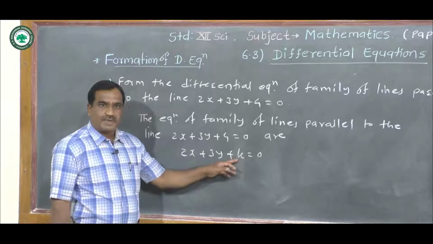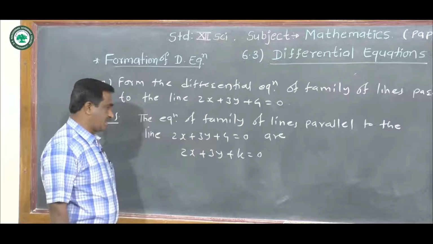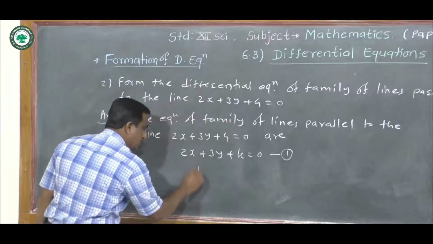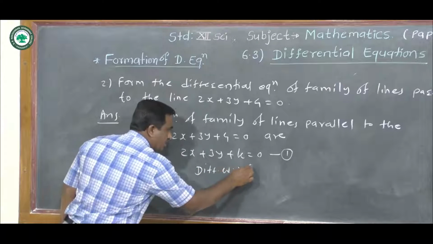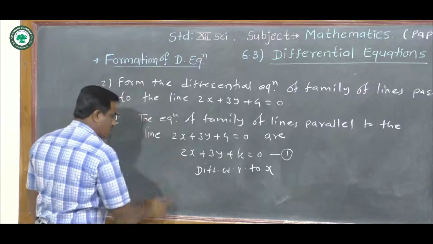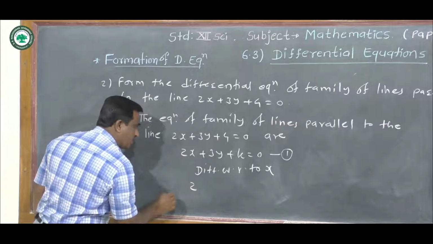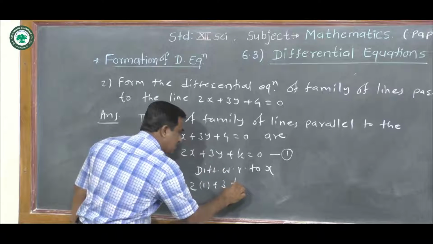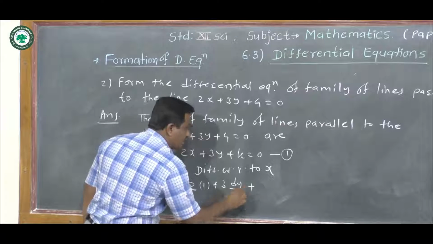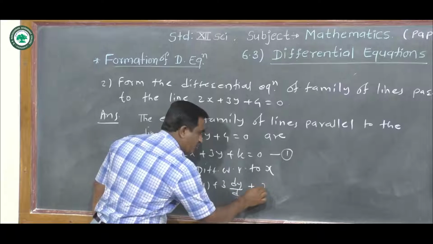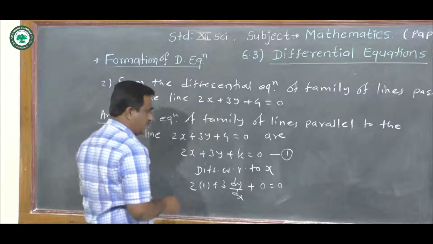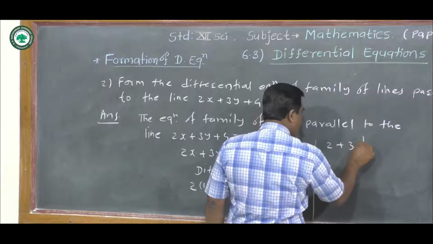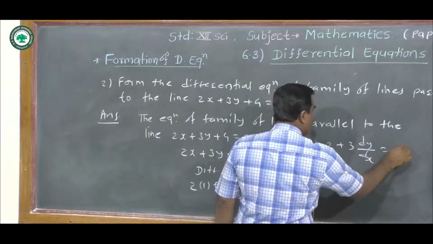If we change the value of k, then we get different types of lines. Okay, now we differentiate this equation with respect to x. Therefore, we get 2 as it is, derivative of x is 1, plus 3 as it is, derivative of y is dy by dx, plus k is a constant term, derivative of k is 0, equal to 0. That is, we get here 2 plus 3 into dy by dx is equal to 0.